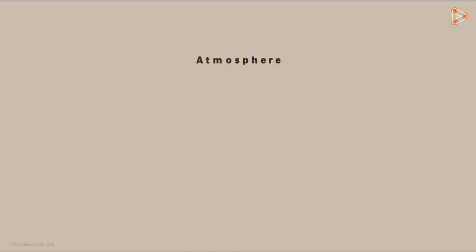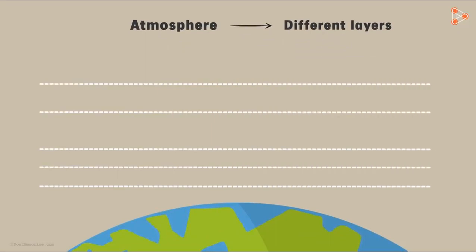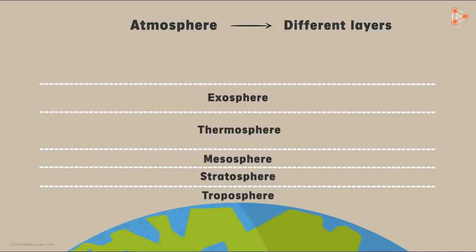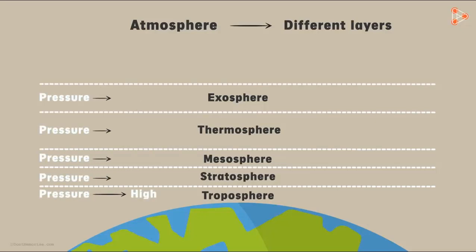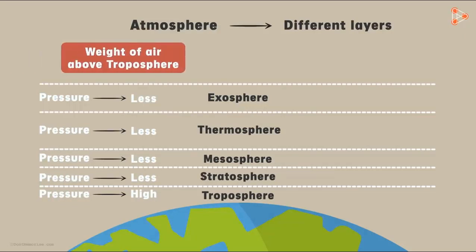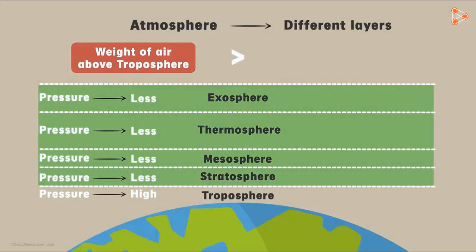Did you know that the atmosphere is divided into different layers? The atmosphere is divided into 5 layers, namely the troposphere, stratosphere, mesosphere, thermosphere and exosphere. The pressure in the troposphere, which is the bottommost layer, is higher than the pressure in the layers above it. And I'm sure you can guess the reason why. This is because the weight of the air above the troposphere is greater than the weight of the air above, say, the stratosphere.